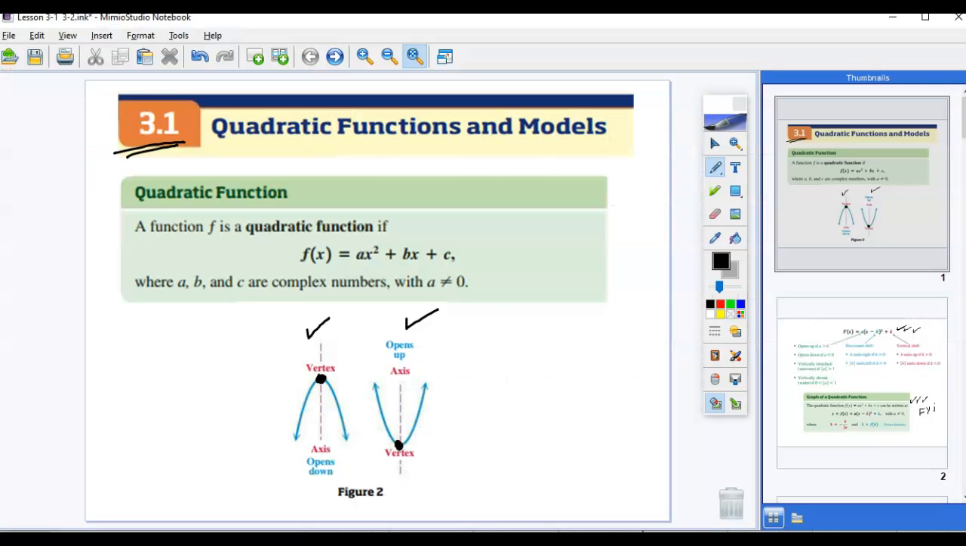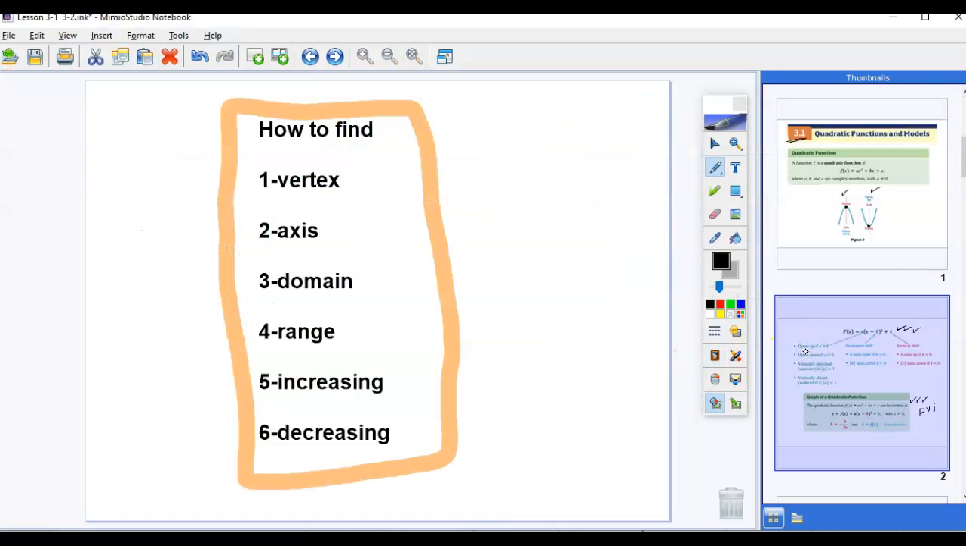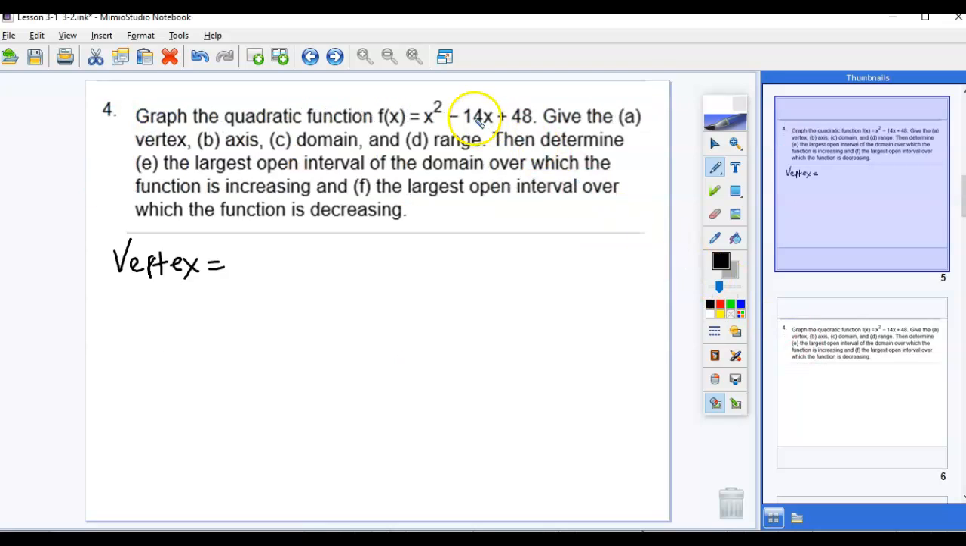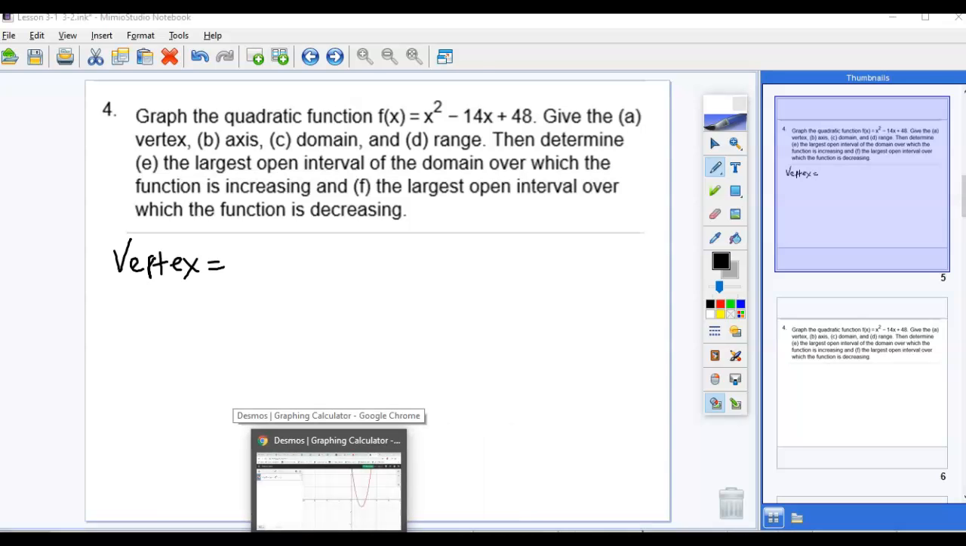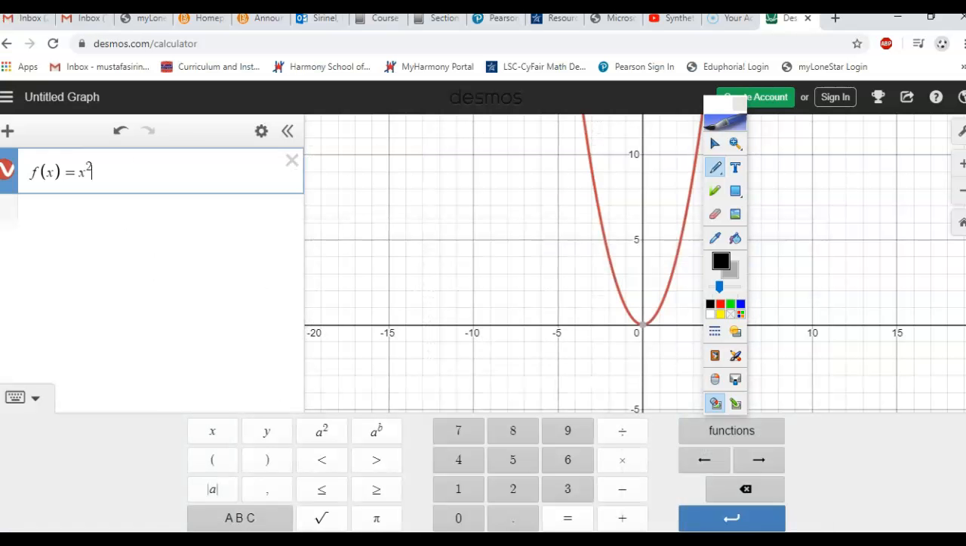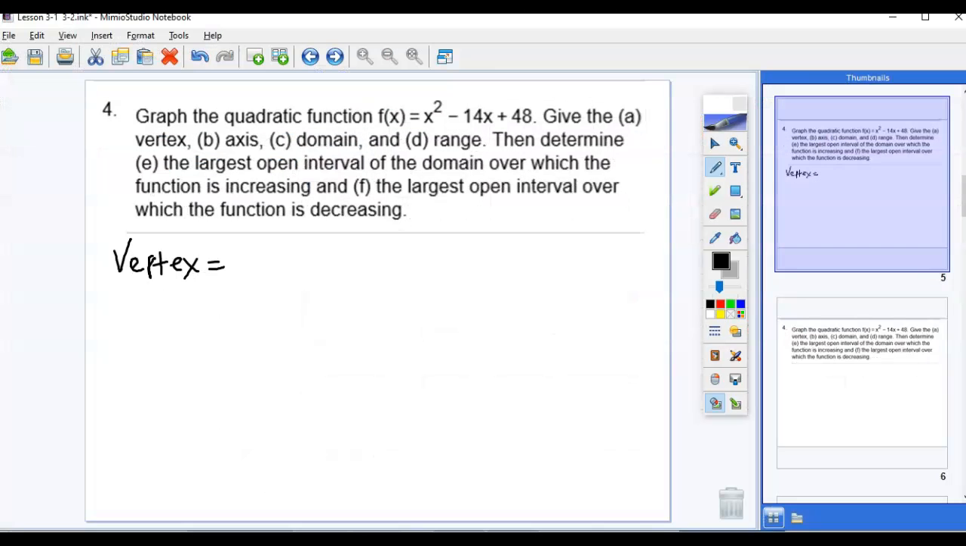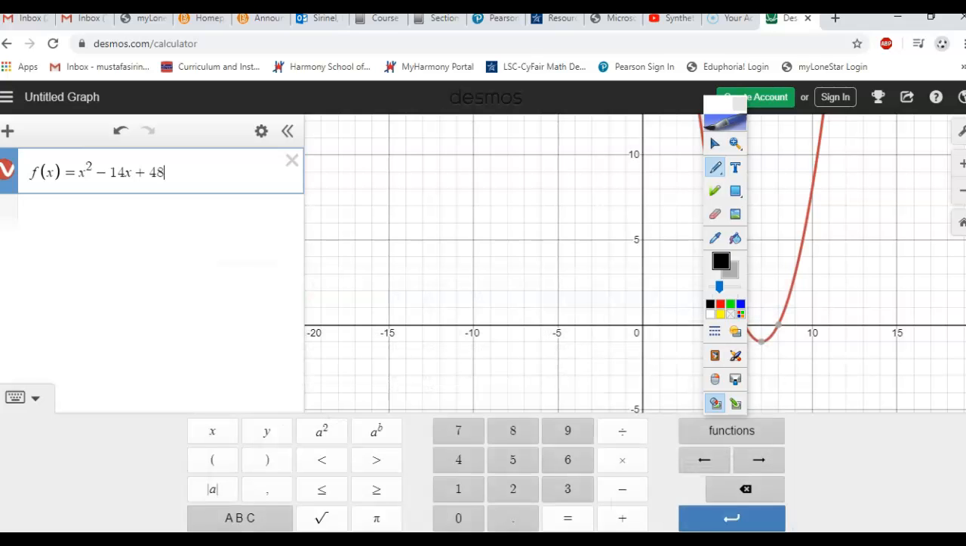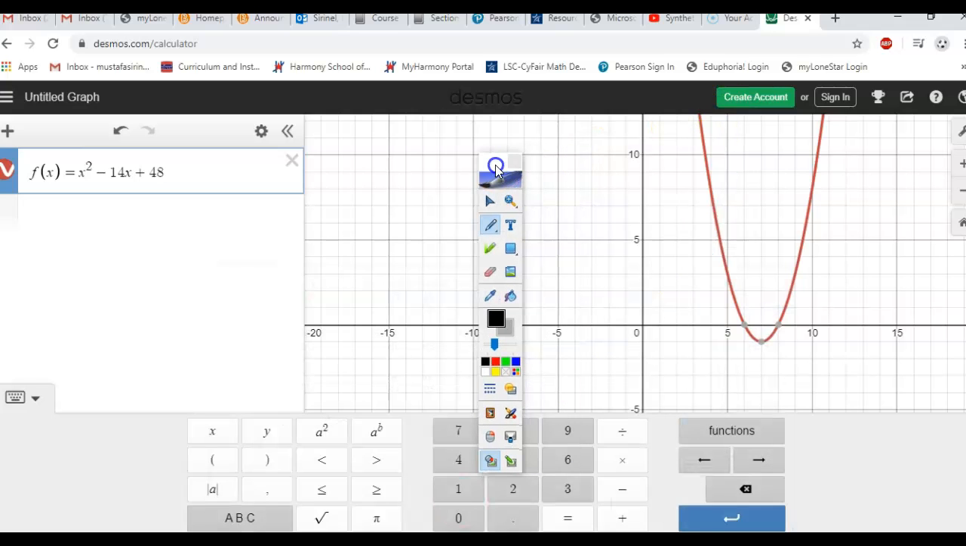So let me go to my function first. My function is this one. Let me graph this first. x squared minus 14x plus 48, I believe. Yes, okay, that's my function.